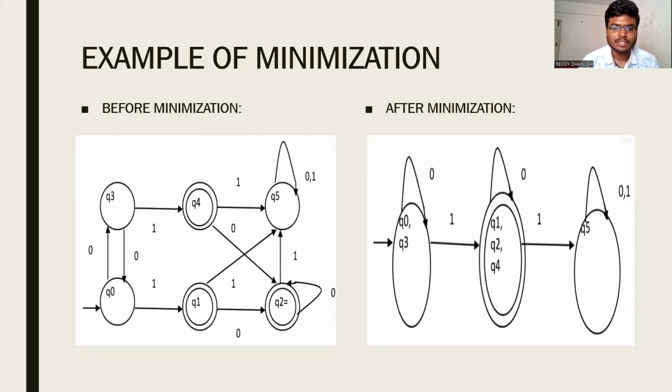Now, here is the basic example of minimization. Before minimization, this is the given DFA. It contains six states: Q0, Q1, Q2, Q3, Q4, Q5. But after minimization, it contains only three states. And if we take any string like 100, we can see this 100 is accepted by the DFA before minimization and the DFA after minimization. So we can say these two are equivalent.